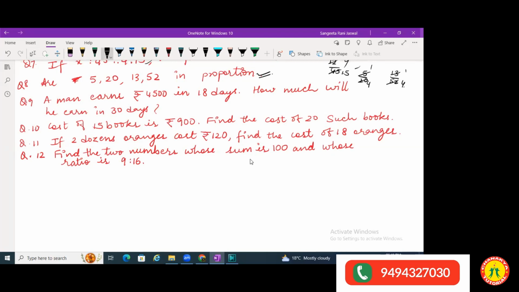Okay. If 2 dozen oranges cost rupees 120, find the cost of 18 oranges. Okay, 2 dozen means 24 oranges. Yes, ma'am. Oh, what happened? Ma'am, I don't know why, but I always forget this dozen formula every time I do it patiently. Dozen means 12. Okay. Yes, ma'am.